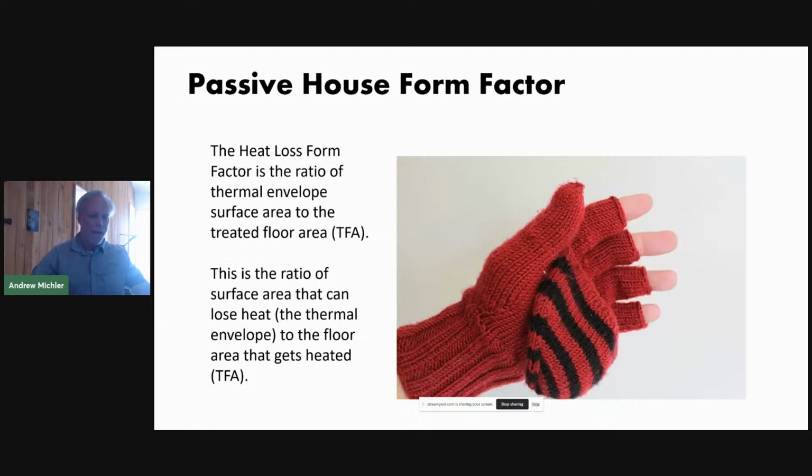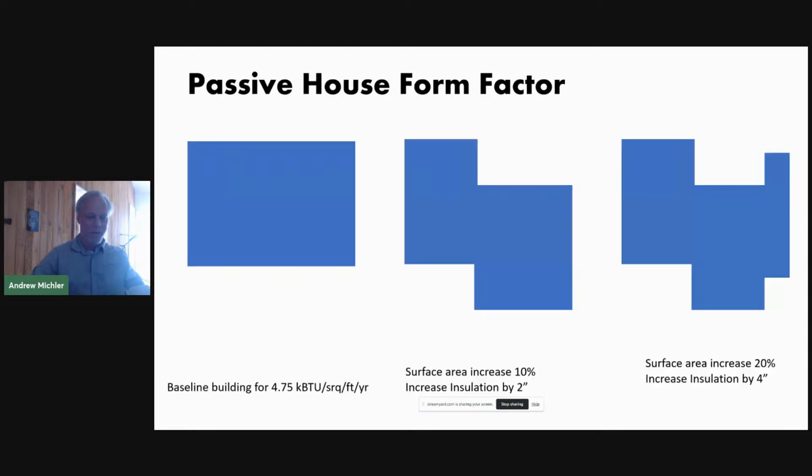And then the form factor, think of it like this, where if you just have your fingers splayed out in the cold, then they get cold quite quickly. Maybe you can wrap each finger and they'll keep a little bit warmer. But if you put on a mitten and bring all those fingers together, then they can last a long time out in the cold without getting too frosty.